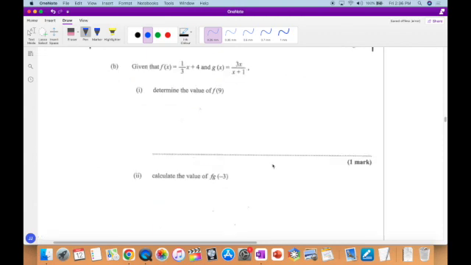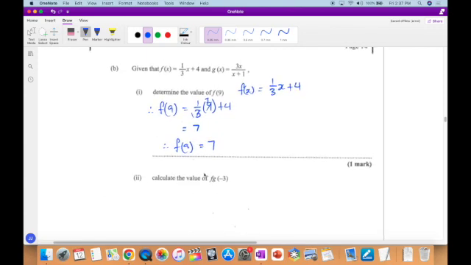Given that f of x is that and g of x is that, determine the value of f of 9. So I'll just write here, if f of x is 1/3 x + 4, therefore f of 9 is going to be 1/3 multiplied by 9 plus 4, which is 3, since 3 into 9 is 3, plus 4 is 7. Therefore, f of 9 is 7. Always have that answer statement.